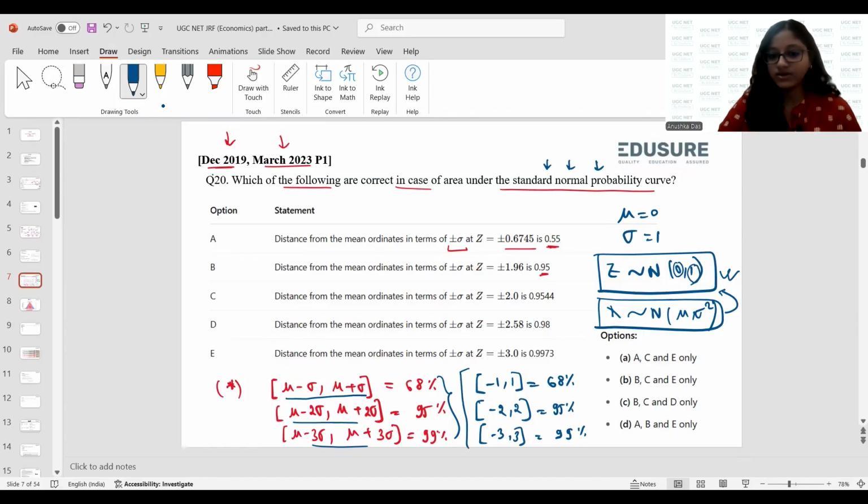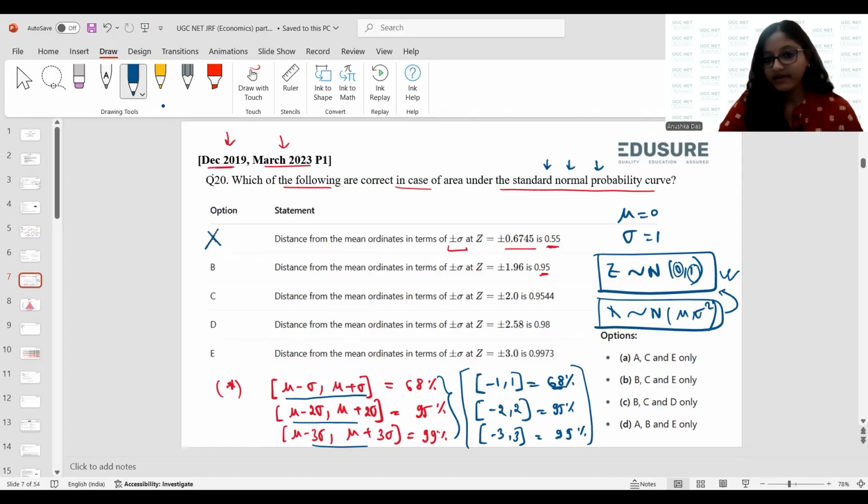And this is what is asked in your question. Now you have to mark the right answer. See, the distance from the mean ordinate is plus minus sigma. This is 0.5. So in the first sigma range, what is the probability? It is 0.68. 0.68 should be there. It's not 0.55, so this option is incorrect.